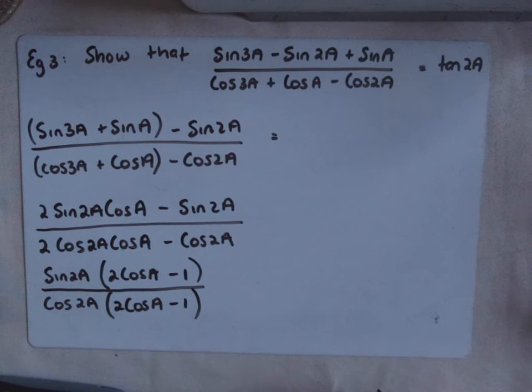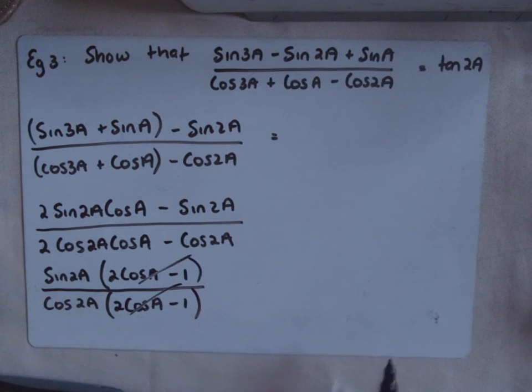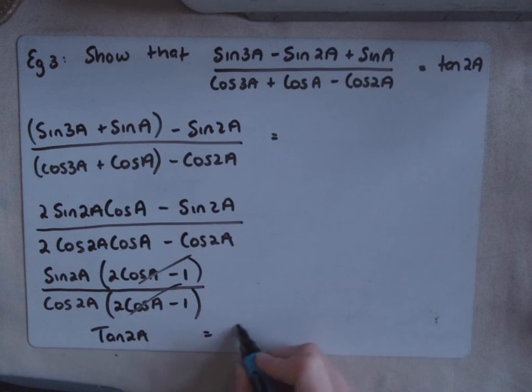So now those two brackets cancel. I'm left with sine 2a over cos 2a, which is tan 2a, which is what they wanted me to show.